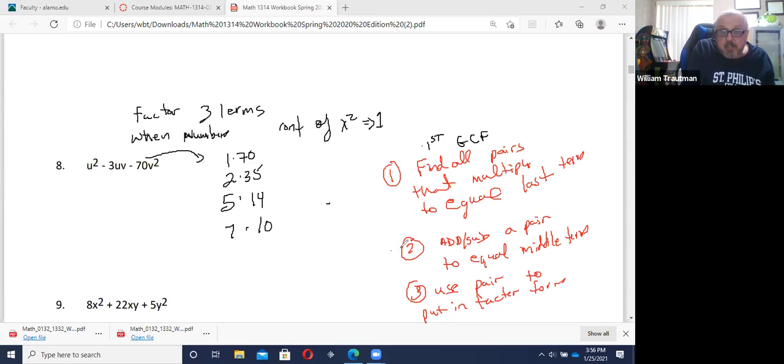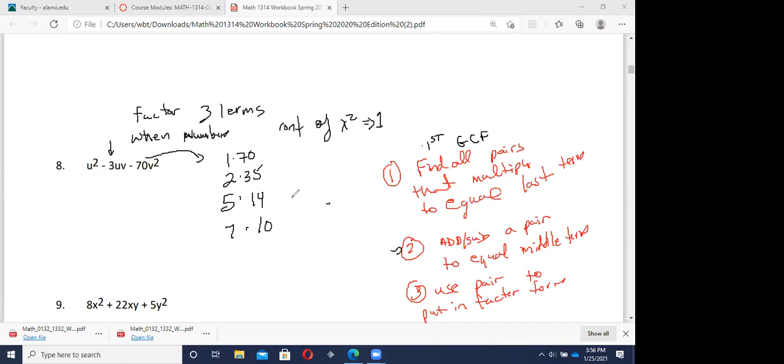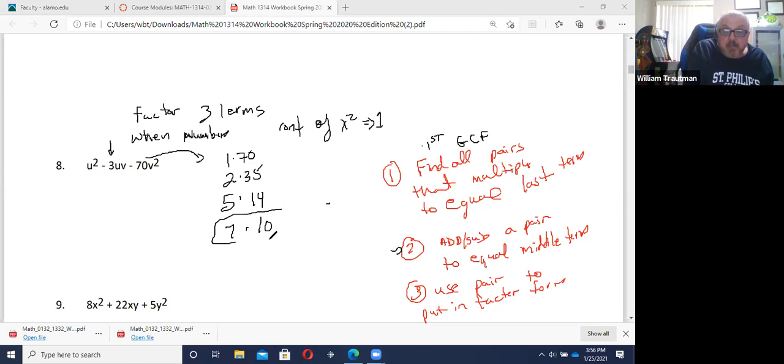Step 3, add or subtract one of these pairs to equal the middle term. How do I get a -3? The middle term is a -3. +7, -10. Yes. I want you to write down the signs when you do this, because people often get the signs wrong. So to get a -3, you use a +7 and a -10. That's a -3. So we're just about done.